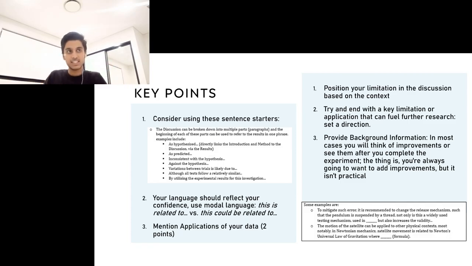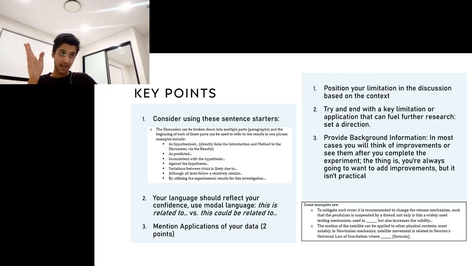And so this kind of leads into the next point. Try and end with a key limitation or application. This can fuel further research. So when you end with a limitation, you're setting a direction. You're telling the reader that, look, this is where I want to take this paper. And if you have those serious readers, they'll do something with your information. They will take it in a direction.